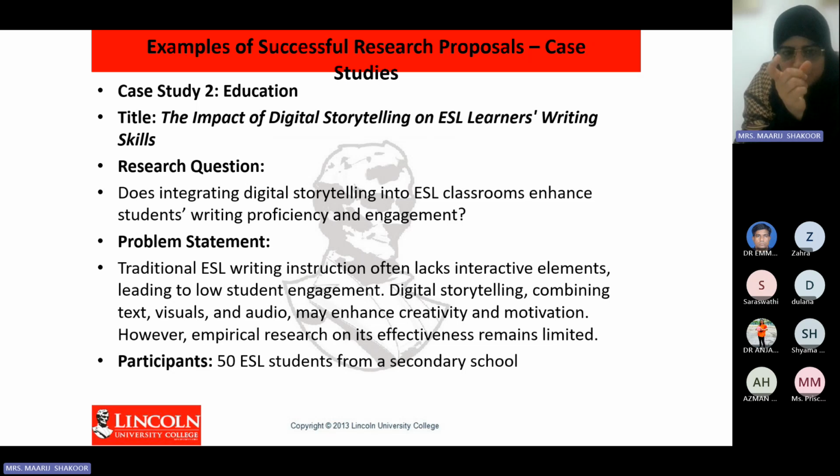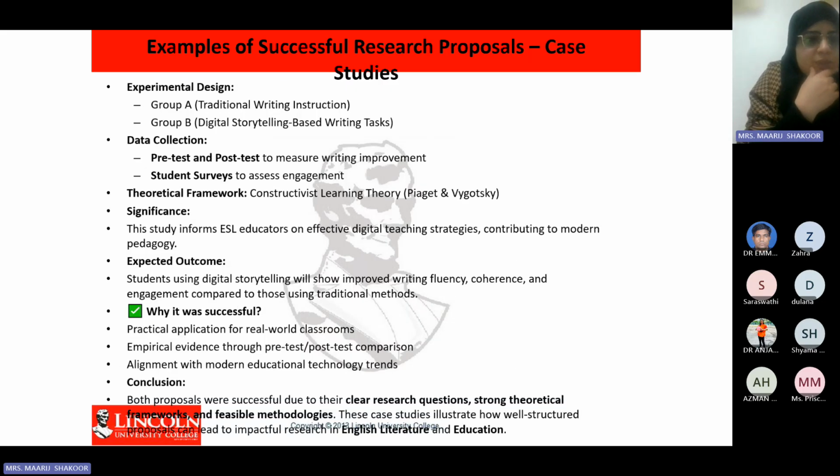Look, this is the problem statement, that what is limited, now it is going to explore later on. Participants: 50 ESL students from a secondary school, like this is researchable and practical. You can't say I'm going to take 1,000 ESL students from that school, or 50,000. No, practicality should be there, and the researchable aspect should be there. Experimental design, yes, like this.